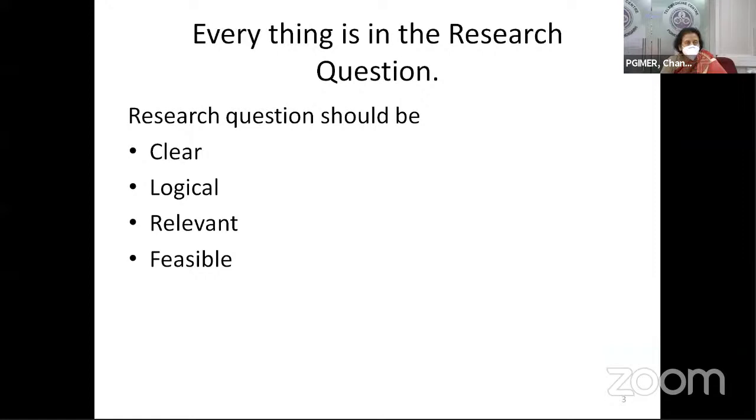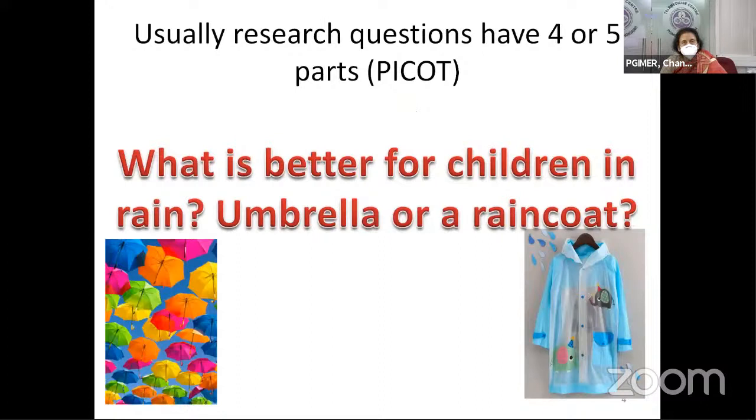So this is just a question which I formulated. What is better for children in rain, umbrella or raincoat? Now, you are looking at two choices for an intervention for children, where you want to see whether umbrella or a raincoat is a better intervention. So this is just a question.